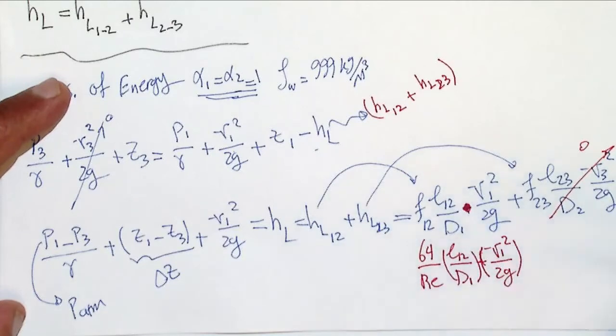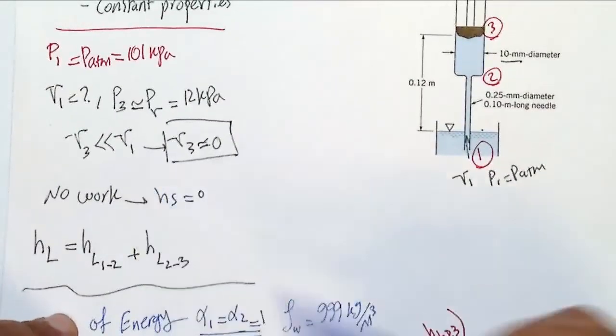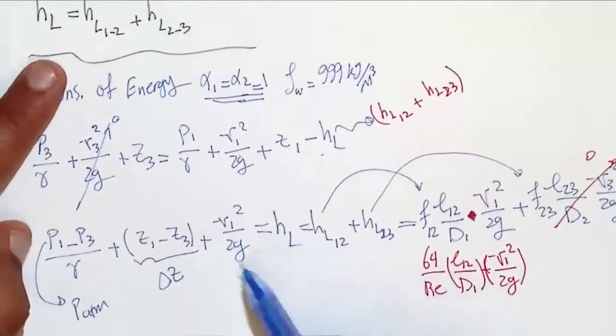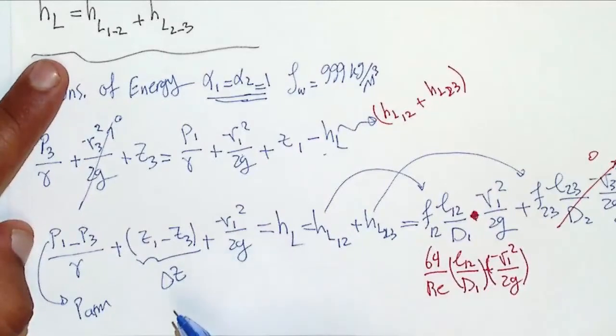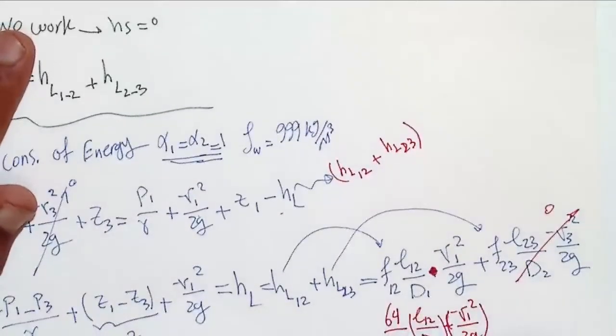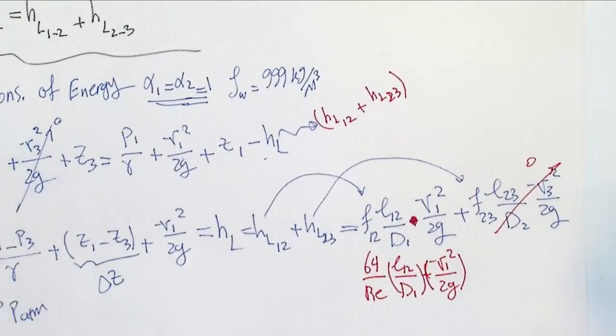What do you want to calculate here? What is unknown? Check your list of known and unknown. Is V1 given? No. So V1 is not given here. But the rest of the terms, Z1 minus Z3 are given, P1, P3, you know P3 because it's given, and P1 is the atmospheric pressure is also given. Delta Z is also in the figure, it is obvious that it is 0.12 meter. And here in 64, Reynolds is rho v d over mu, and these are given, d1 and d2, all the pipe diameters are given in the figure.